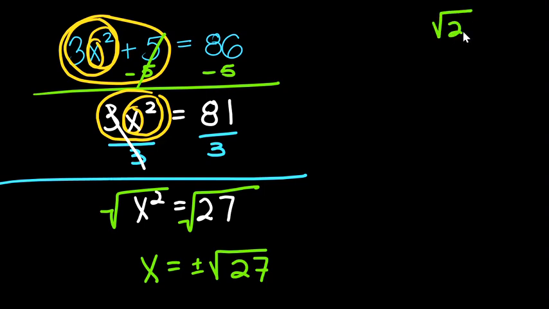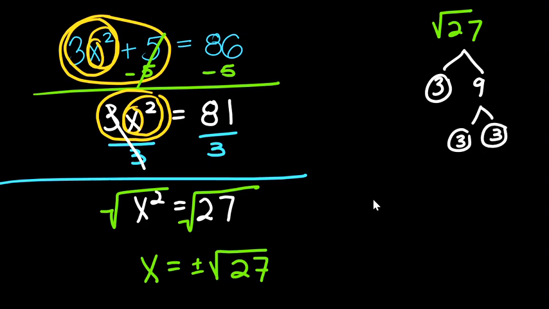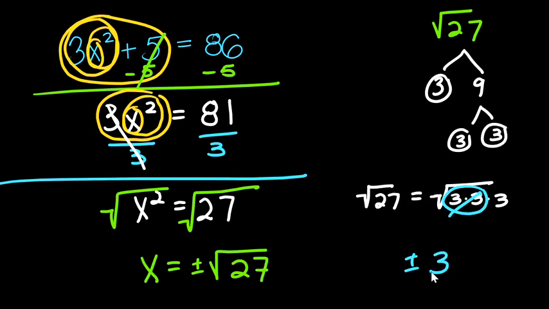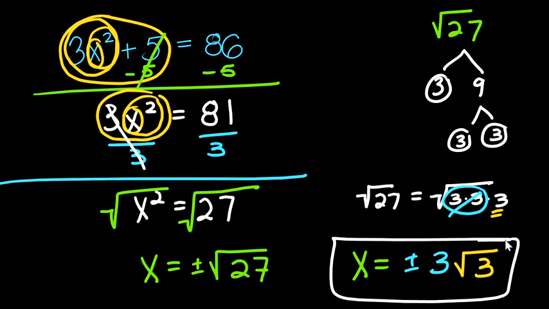But we want to make sure 27 can't be simplified. So let's see if we can do anything to simplify 27. 27 is equal to 3 times 9. And 9 is equal to 3 times 3. So the square root of 27 is the same thing as the square root of 3 times 3 times 3. Well, there's a pair, so we can simplify. Pair of 3's means I get to take a 3 out, right? And that last 3 gets stuck on the inside. We end up with x equals plus or minus 3 square roots of 3.